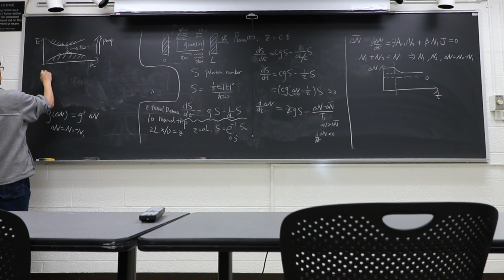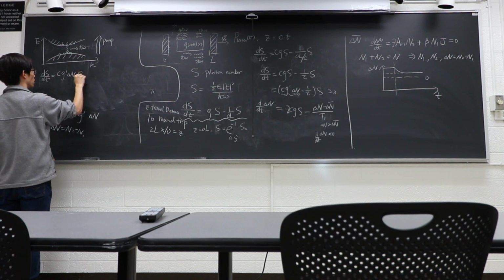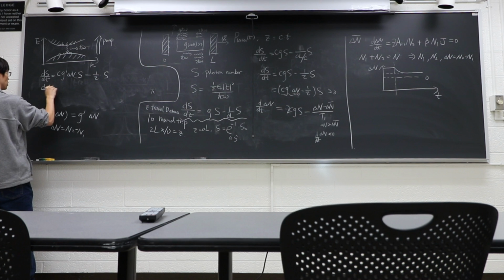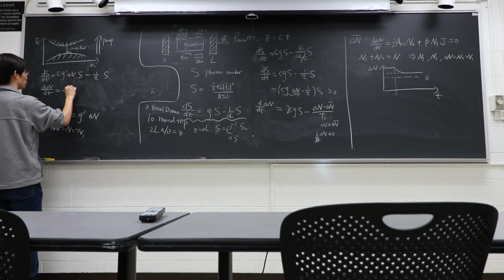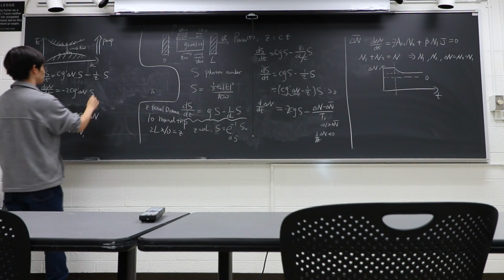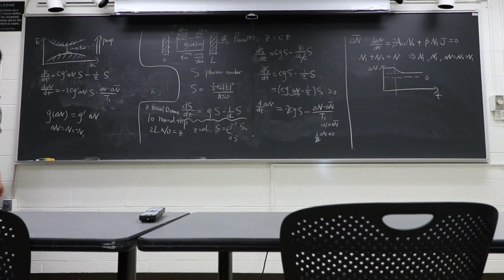What we have now is dS/dt equals CG' delta n S minus S over tau, and dn/dt equals minus 2 CG' delta n S, and minus n over T1. Okay, so this is the equation you have for the laser. I think starting from this part, it's actually almost identical, right?